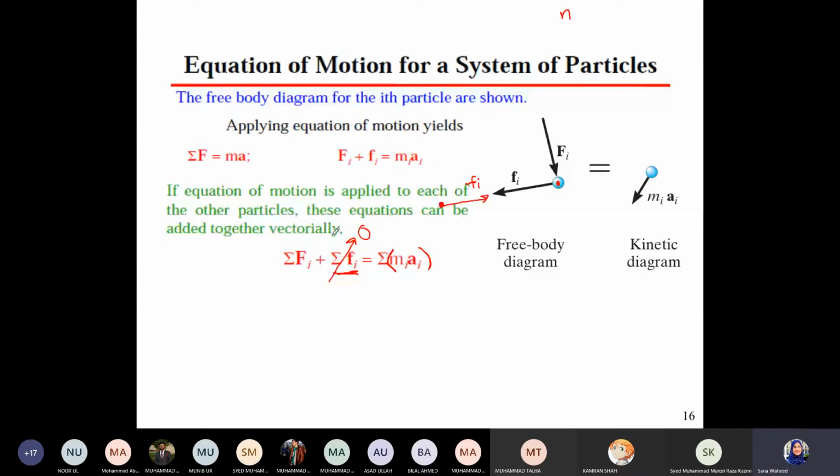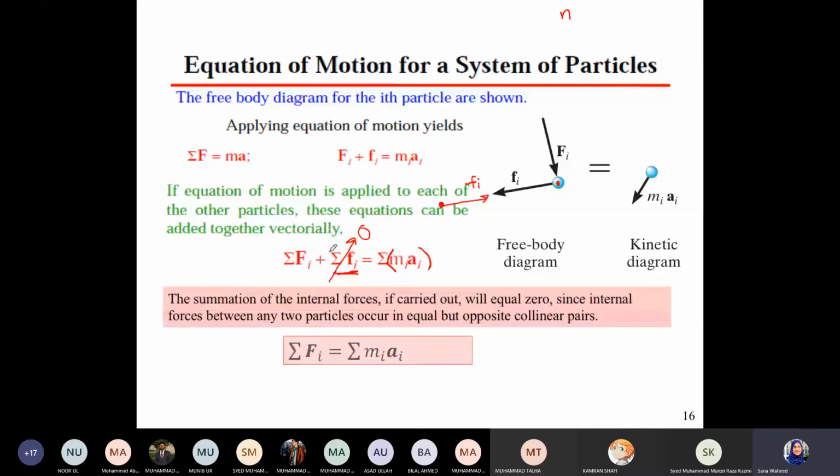such that the equation of motion for the system of particles just ends up having within it the summation of only the external forces. Okay? All of the internal forces, they balance out and they disappear. So it's actually just the external forces which govern the motion of the entire system. Perfect. I hope this is clear.